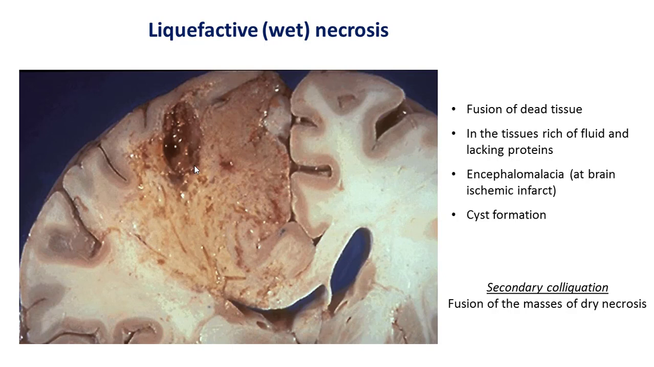As was said before, wet necrosis mainly occurs in tissues poor in proteins and rich in fluid. Sometimes secondary colliquation may also happen. The term secondary colliquation is used for cases when the primary coagulated necrotic area undergoes fusion and becomes wet necrosis. This is secondary colliquation. Usually it occurs in some purulent infections and leads to abscess formation. Actually, this is the second type of wet necrosis.